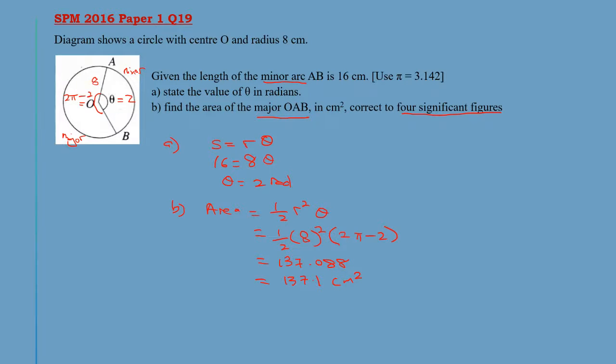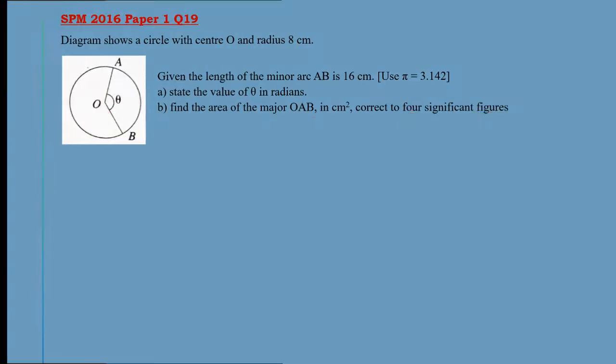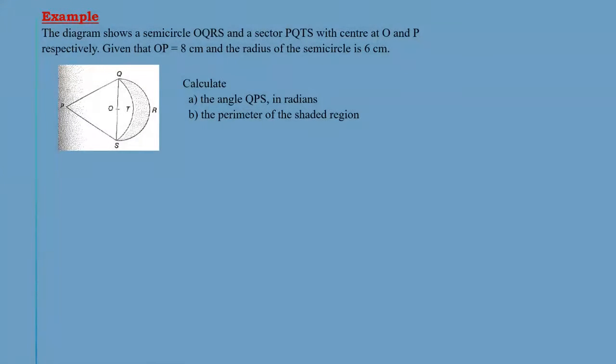So for paper 1, if you can answer circular measure, there'll be 1 question, and for geometry coordinate, there'll be 2 questions. That already gives you about 12 to 14 marks, depending on the question. Okay, let's look at another example here.